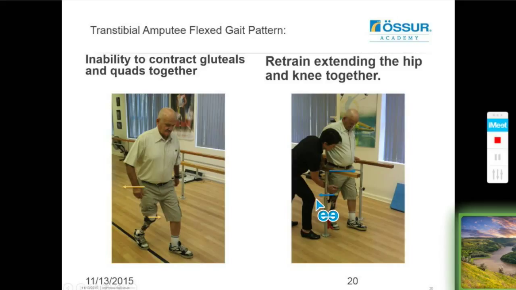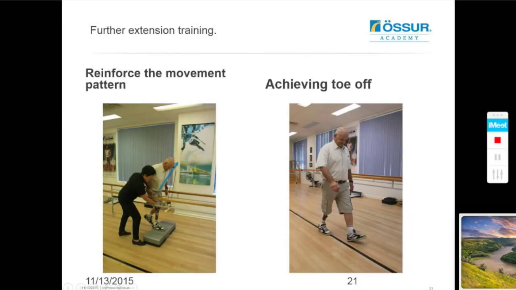And sometimes that can be quite a difficult concept for the transtibial amputee to grasp, pushing forward with the pelvis while they're pushing backwards with the knee. And that's what we're retraining with the transtibial amputee who has problems with flexion above the prosthesis.